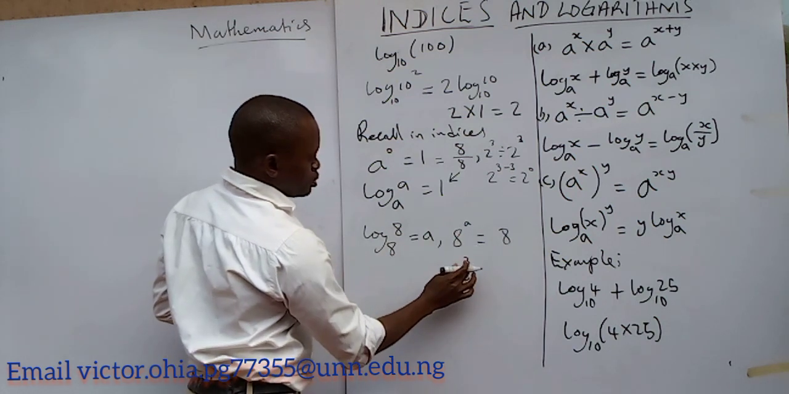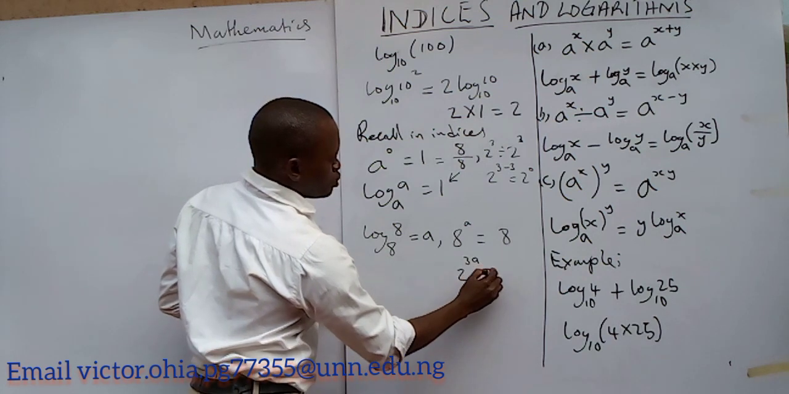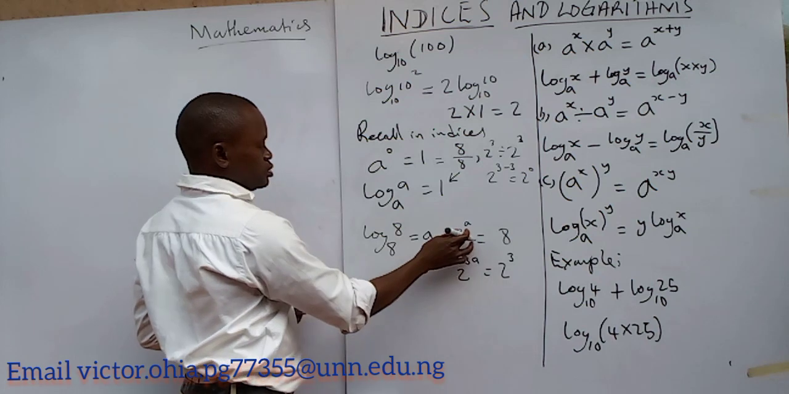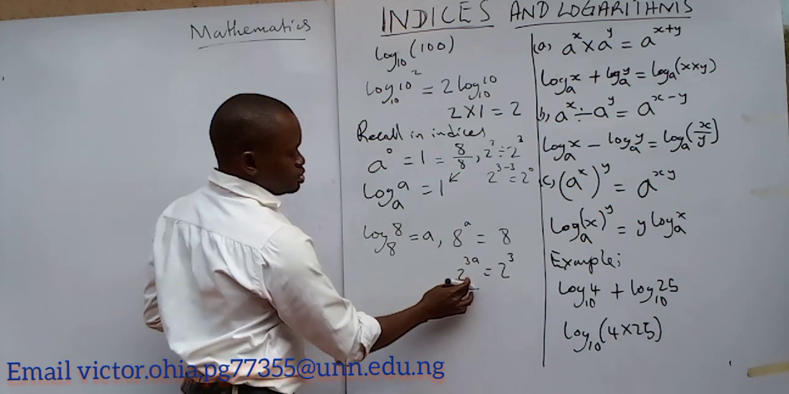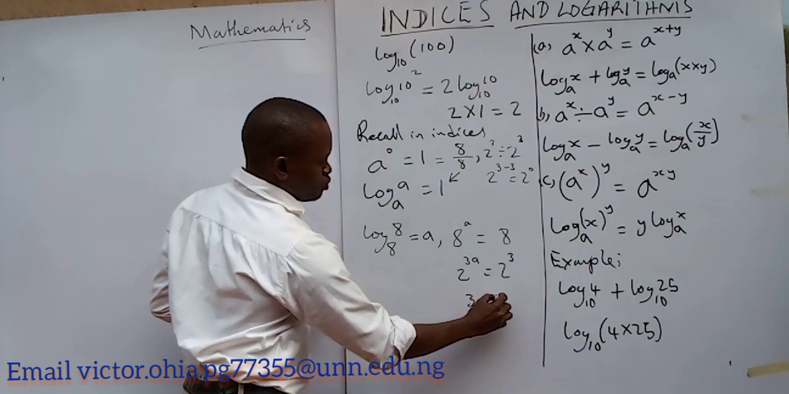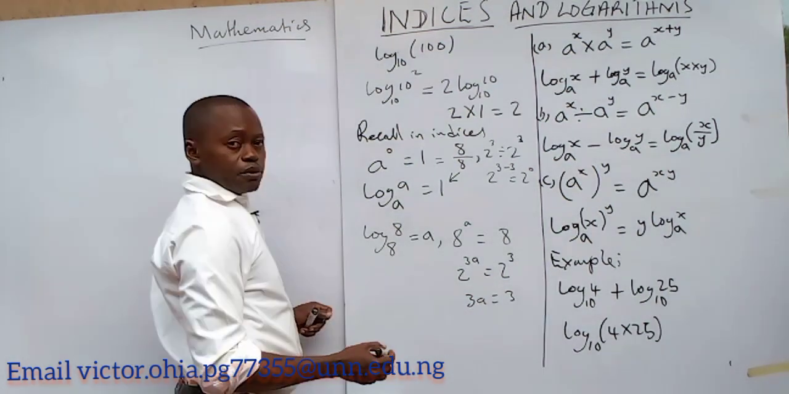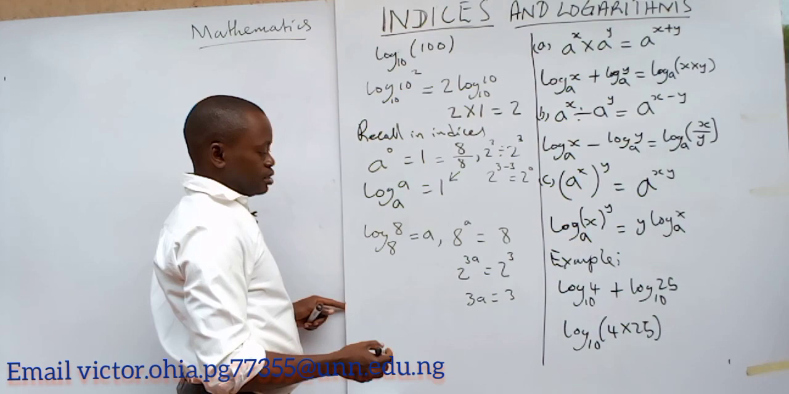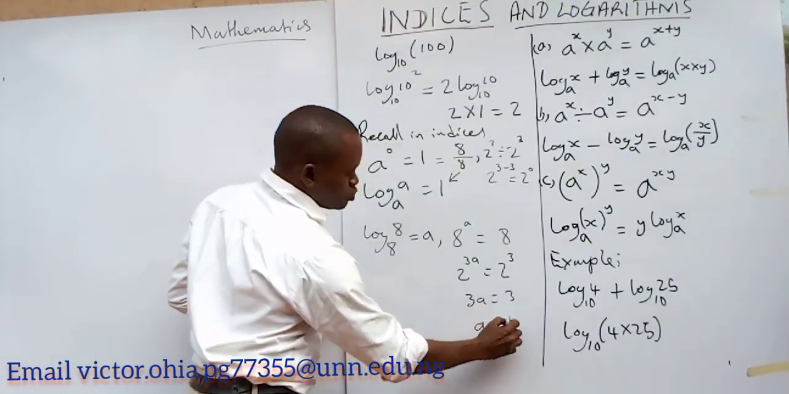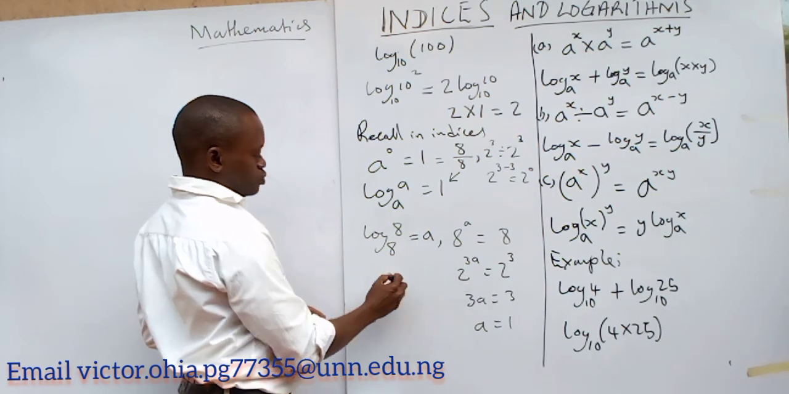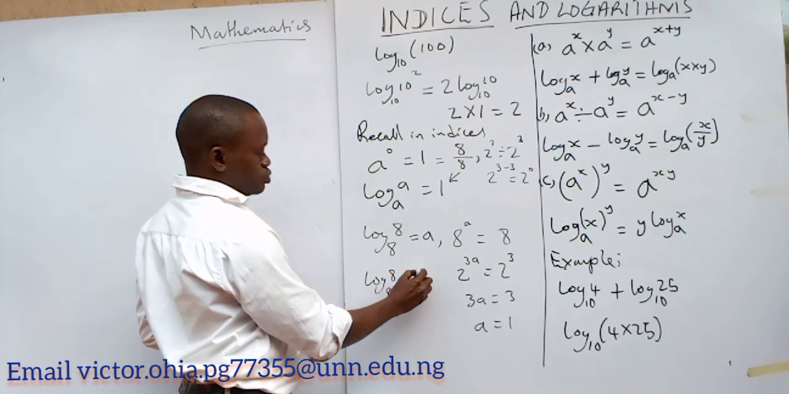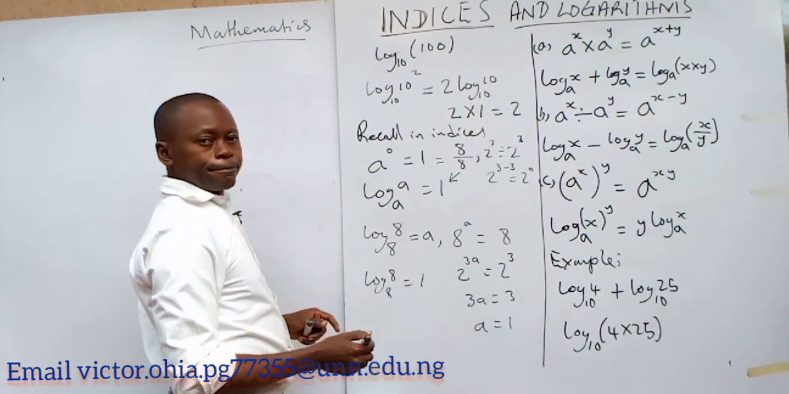So 2 raised to power 3a equals 2 raised to power 3. Now, since the bases are equal, we can equate the powers and we have 3a equals 3. If you divide both sides by 3, you have a equals 1. You see that here now, a is 1, so log 8 in base 8 is equal to 1 because a is 1.